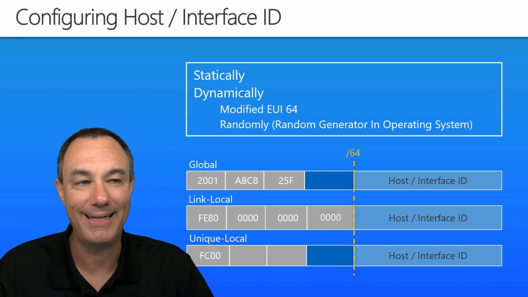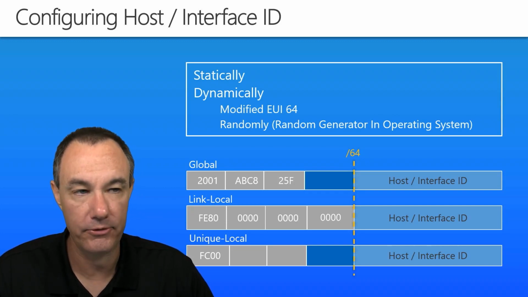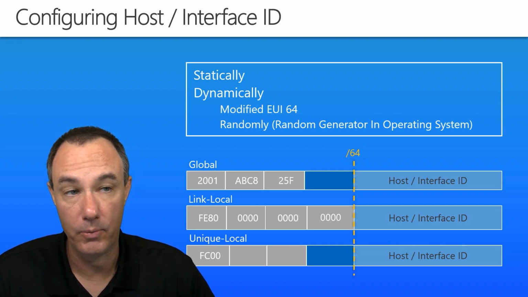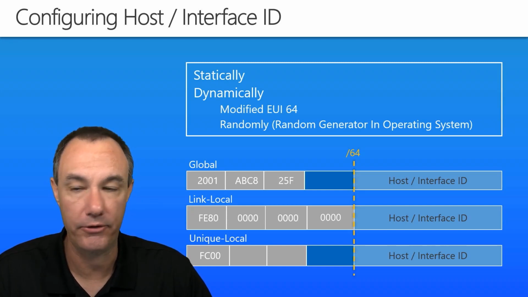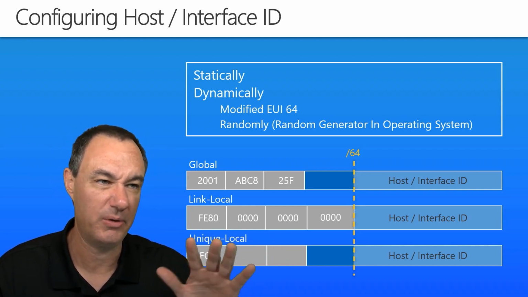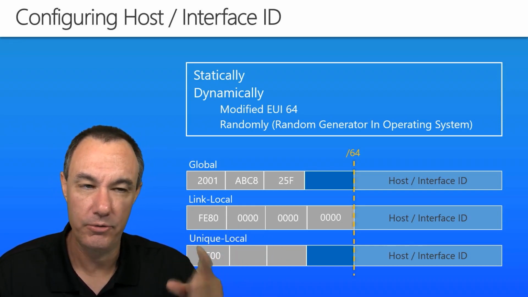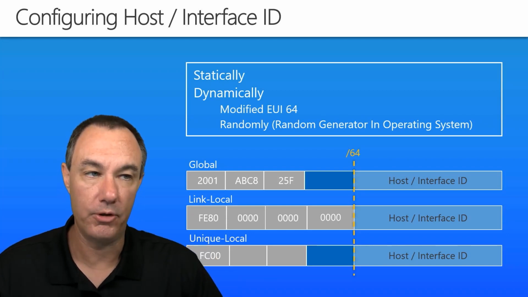It isn't a bad idea to recognize that the public space uses 2001 and that the link local is FE80. Here we have unique local, kind of just there for posterity, okay? 2001 for public IPv6, and FE80 for link local.